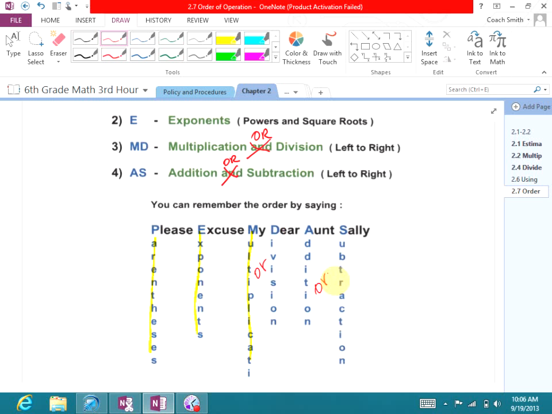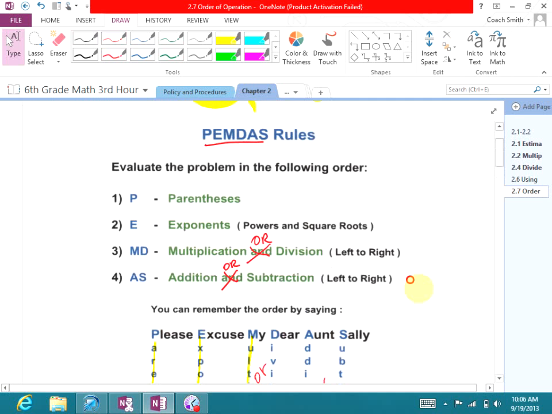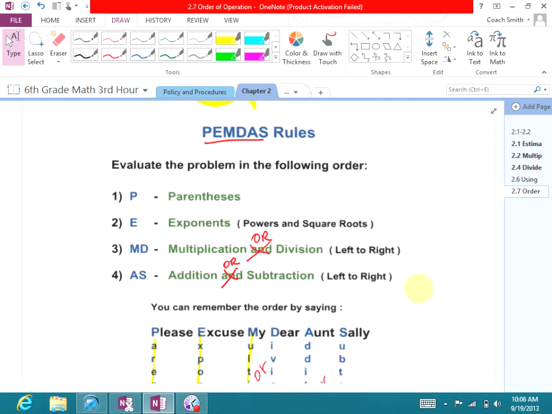That's PEMDAS. Okay? We do parentheses. Then we do exponents. Now, understand that exponents can be powers or square roots. You won't have square roots this year in your order of operation. You'll have a few exponents, powers. But for our purposes this year, the square roots won't really be there. Will next year. But not this year. Not in order of operation.